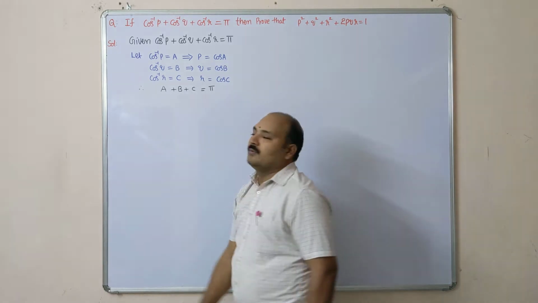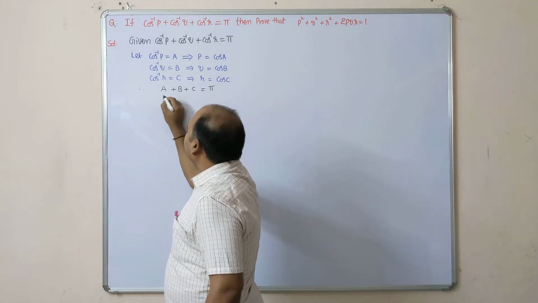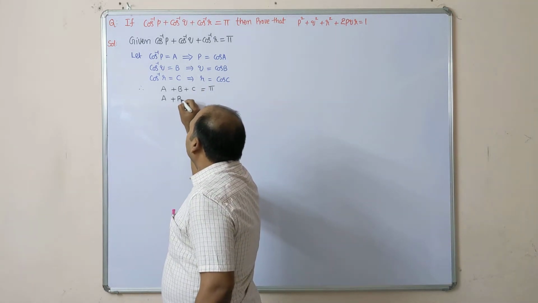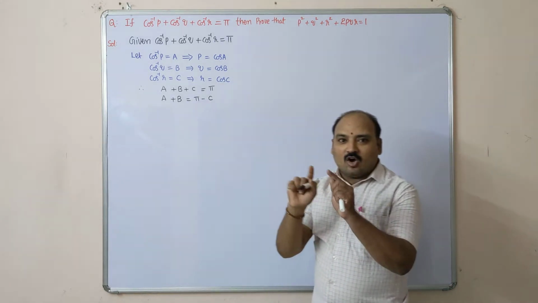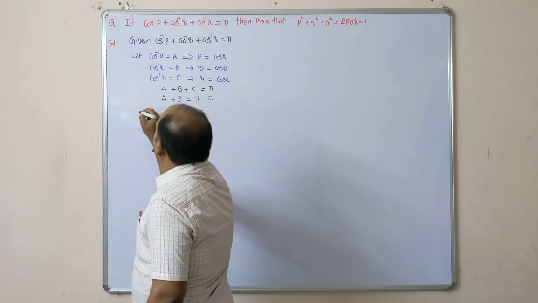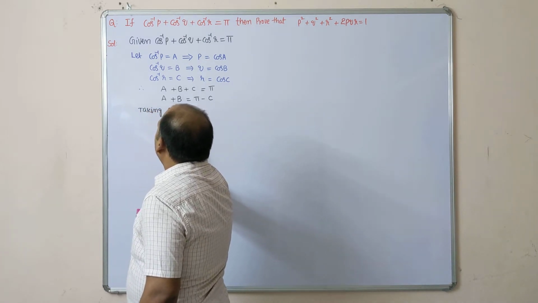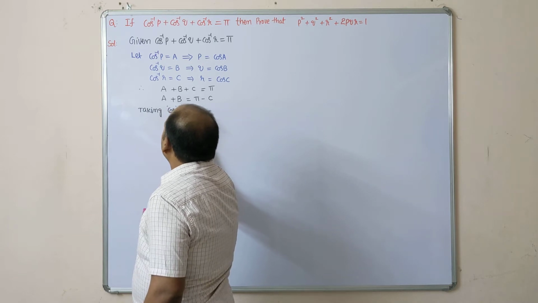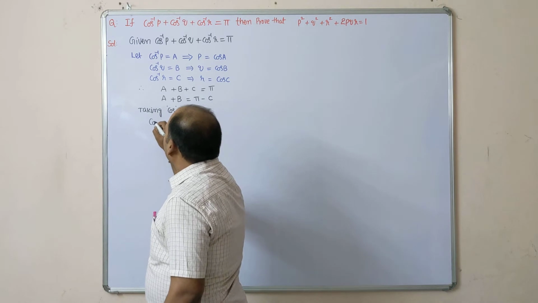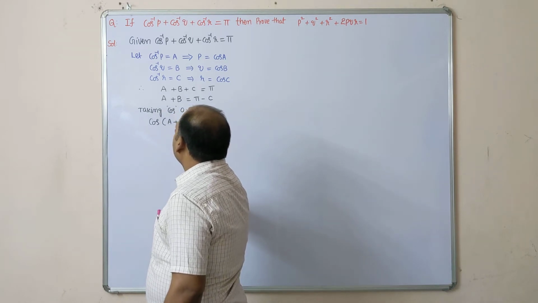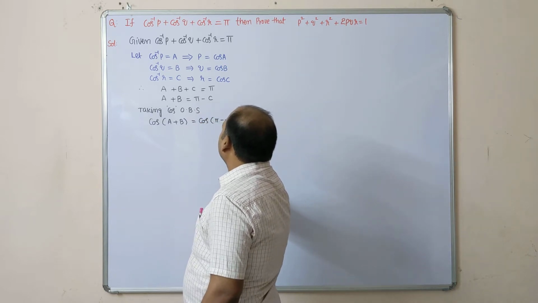So the question is in terms of cos, no? C we are taking this side. A plus B is equal to pi minus C. Taking cos on both sides, so applying cos on both sides, cos of A plus B is equal to cos of pi minus C.